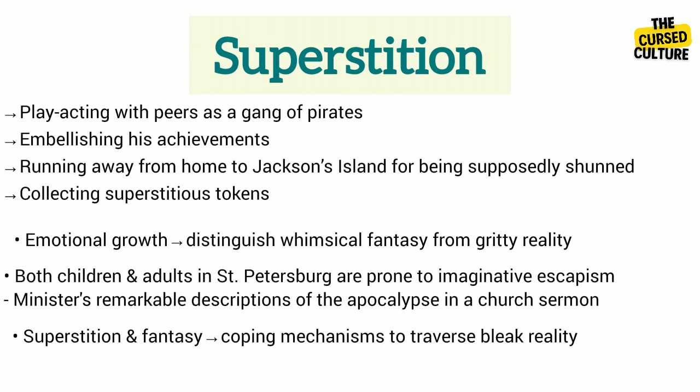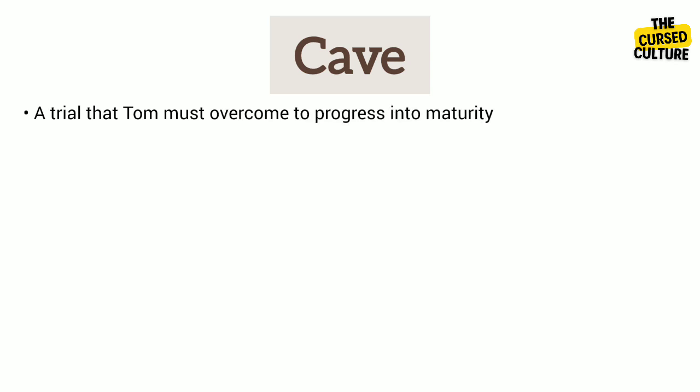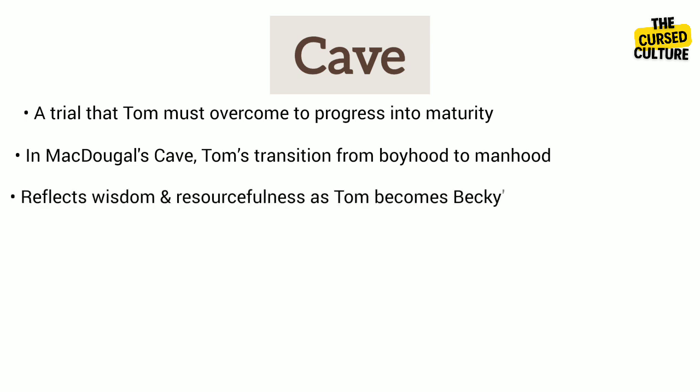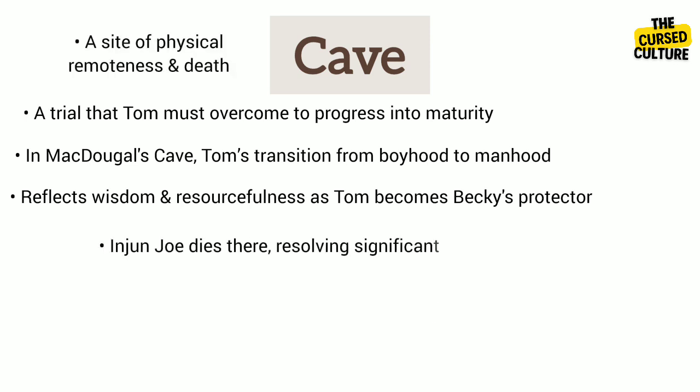Before we end the video, we will discuss the symbolic meanings of the three most significant symbols of The Adventures of Tom Sawyer. The cave serves as a trial that Tom must overcome to progress into maturity. In the ordeal of being lost for several days in McDougal's cave, Tom demonstrates his transition from boyhood to manhood. His behavior in the cave reflects wisdom and resourcefulness as he becomes Becky's protector. The cave becomes a site of physical remoteness and death, with Injun Joe meeting his demise there, resolving the significant threat against Tom and Huck.